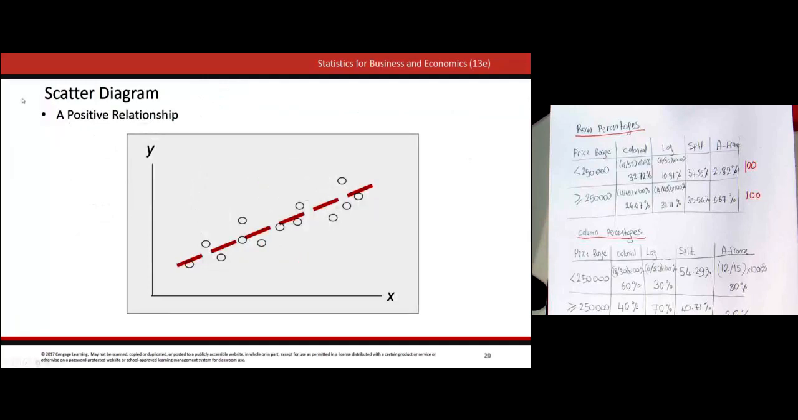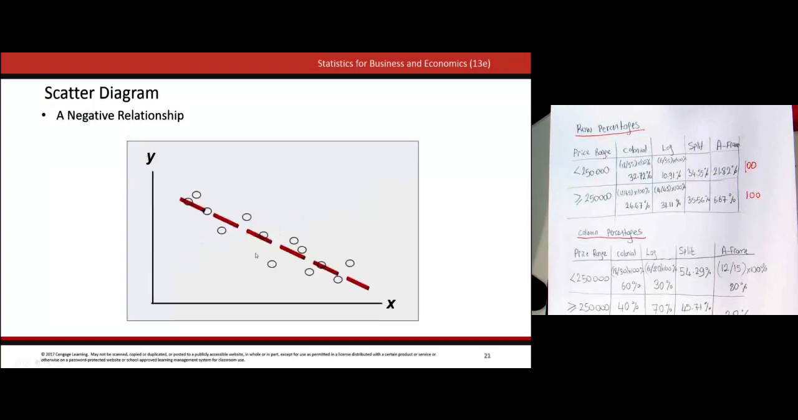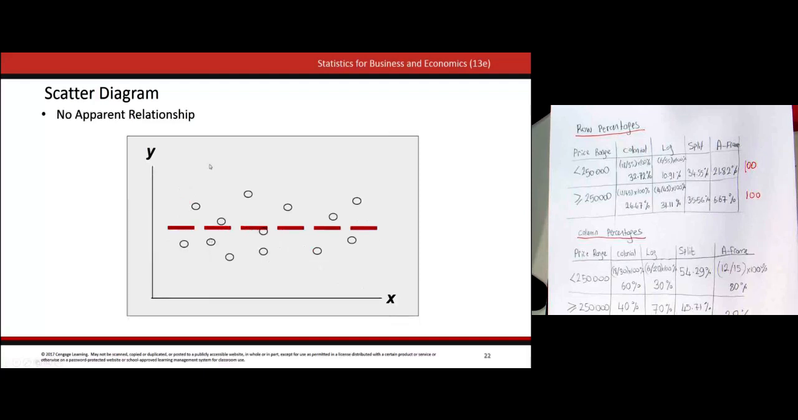This is a positive relationship. What do we mean by positive relationship? The slope is positive. If one variable increases, as x increases, y also increases. So it's a positive relationship. And this is a negative relationship because as x increases, y decreases. And there may not be any apparent relationship. Now the slope is 0, no apparent relationship.